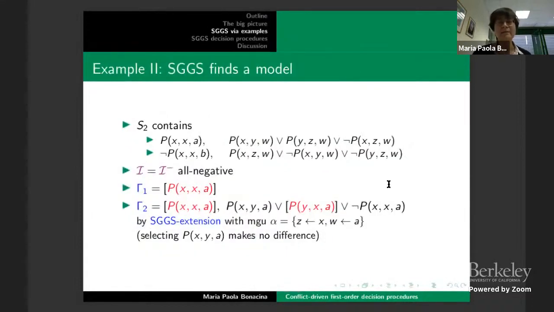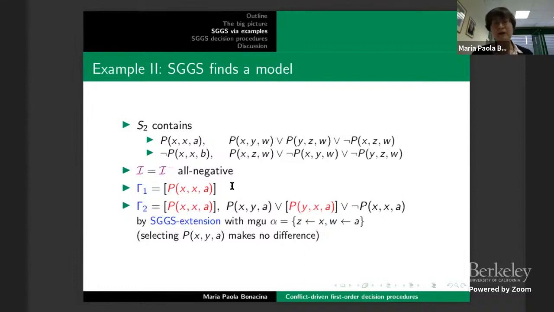Now let's see an example where SDGs finds a model. Suppose we have these 4 clauses, and suppose again that the guiding interpretation is all negative. Clearly, the first unit clause Pxxa is not satisfied. So we put it on the trail and we select Pxxa to make true all the ground instances of literal P, where the first 2 arguments are equal and the third argument is A.